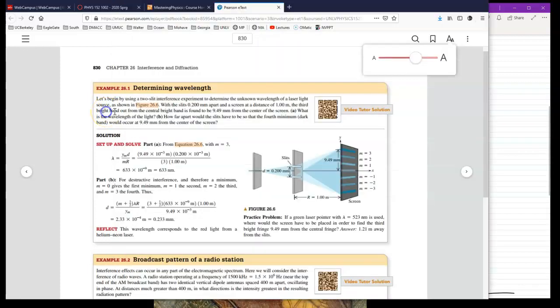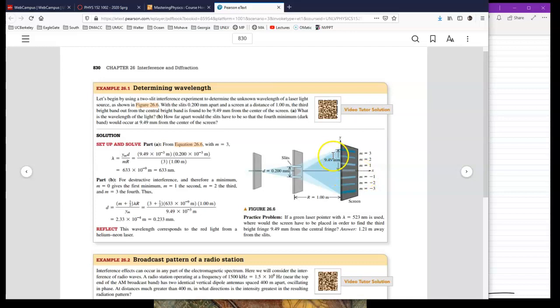But anyway, okay. So here we have the screen, and we got the dark and bright fringes like this. The distance between the 2 screens is 1 meter. So let's read it now. It said, with the slits 0.2 millimeter apart, right here, and a screen at a distance of 1 meter, the third bright band, which is 1, 2, 3, right here, starting from 1 here. So m equals 1, 2, and 3, right there. The third bright band out from the central bright band is found to be 9.49 millimeter from the center of the screen.